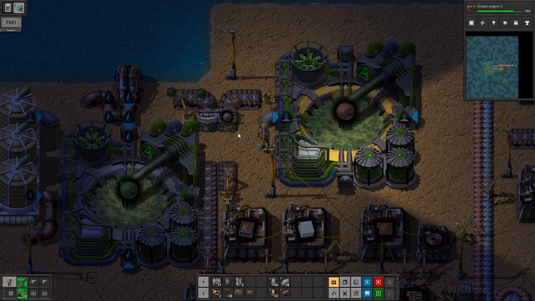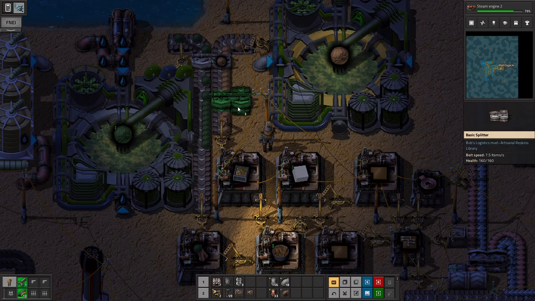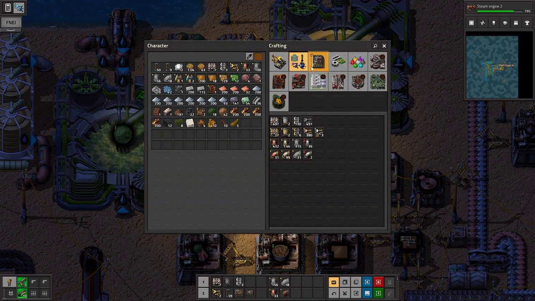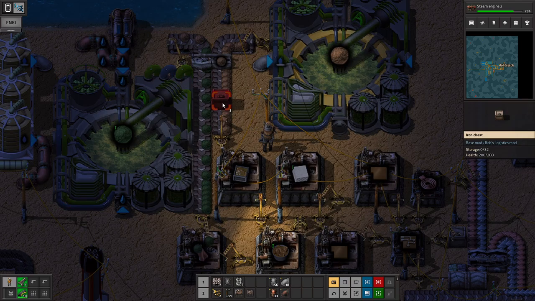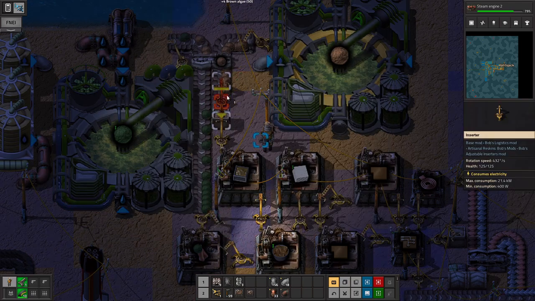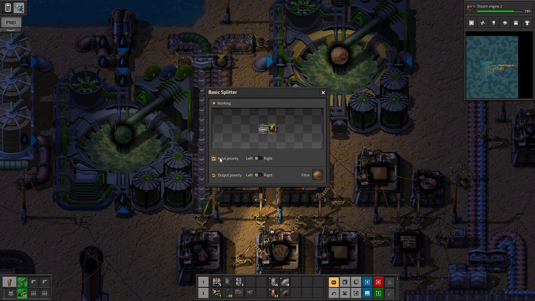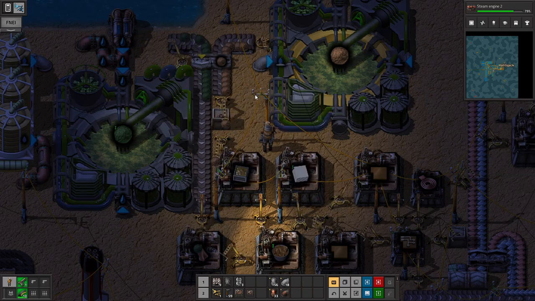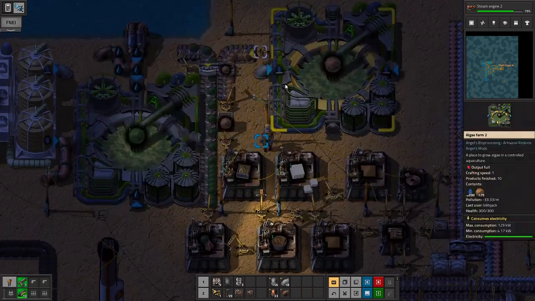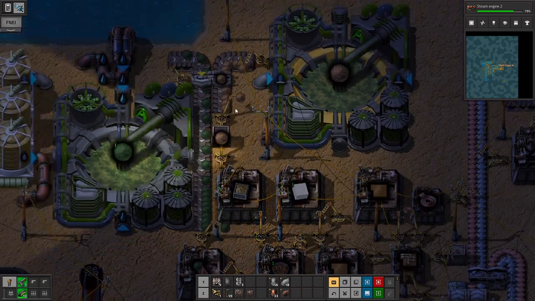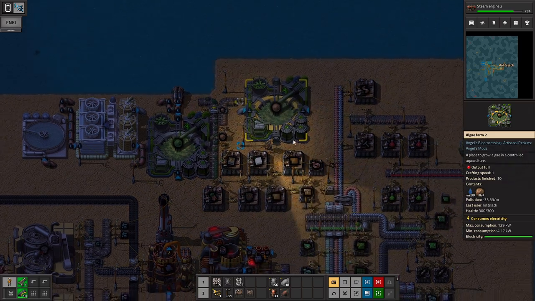Wait a moment. Could we not just chest it or something? Wouldn't this work? Say input priority right. We don't have circuits yet. I would shut that off if I could. This will only run for so long. But it should run.